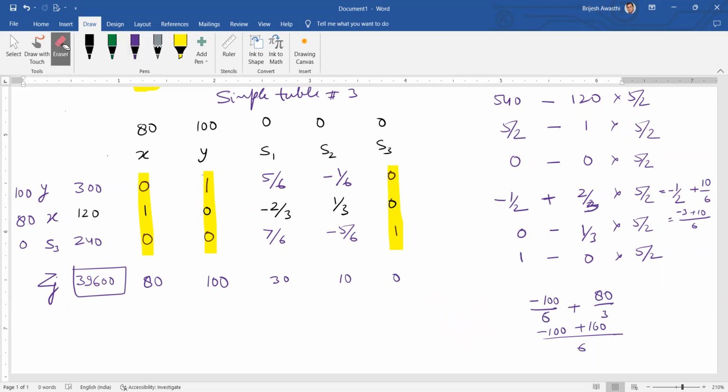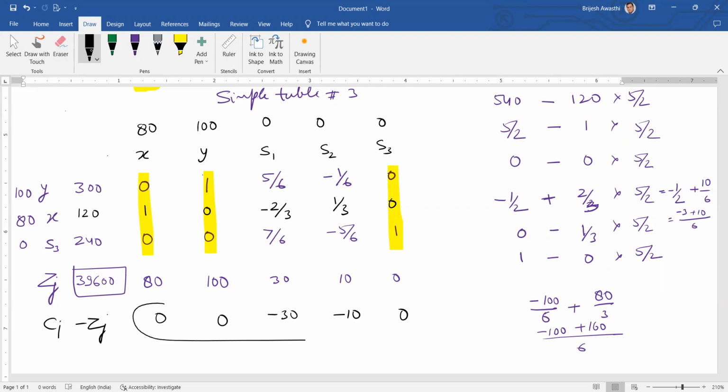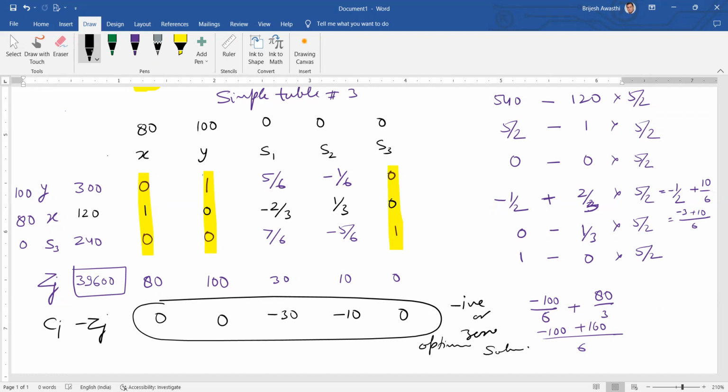So we calculated ZJ. Now I'm calculating CJ minus ZJ. So 80 minus 80, 0. 100, 0. 0 minus 30, minus 30. 0 minus 10, minus 10. 0 minus 0, 0. That is, all the values of CJ minus ZJ are what? Negative or 0. So the solution is what? Optimum solution, right? It is the optimum solution. So we got the answer.